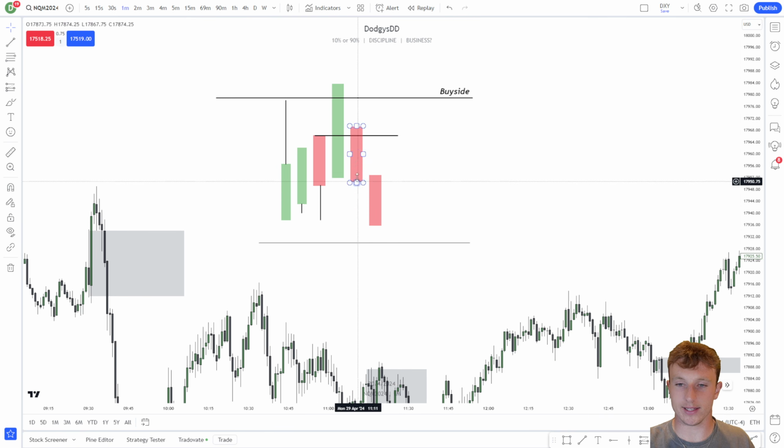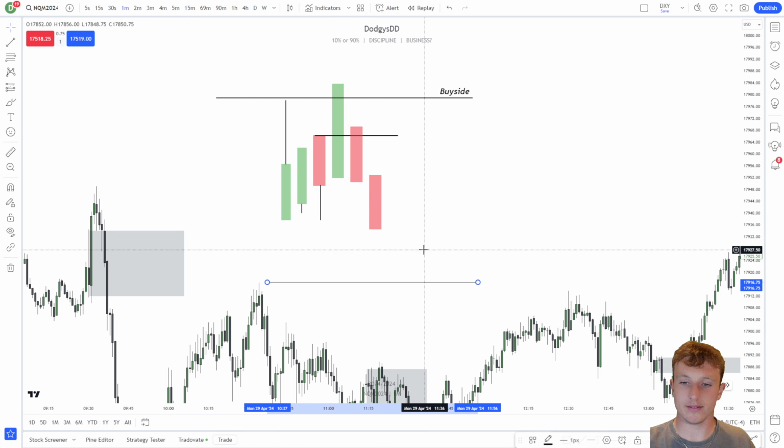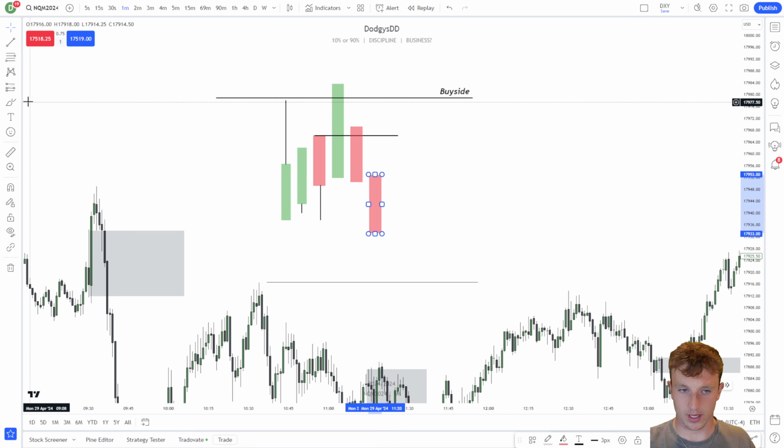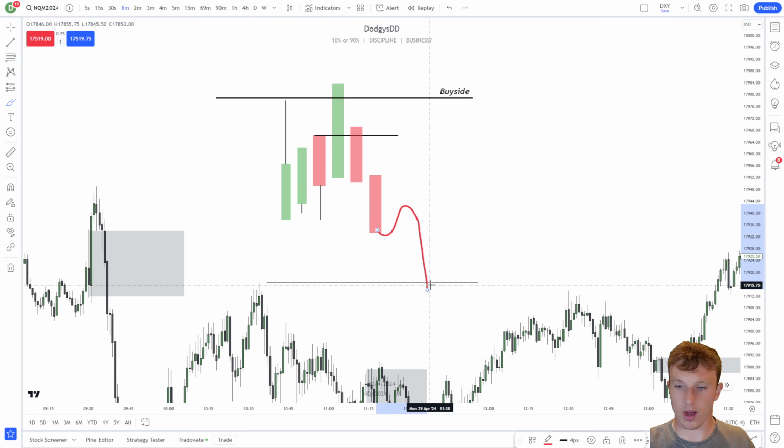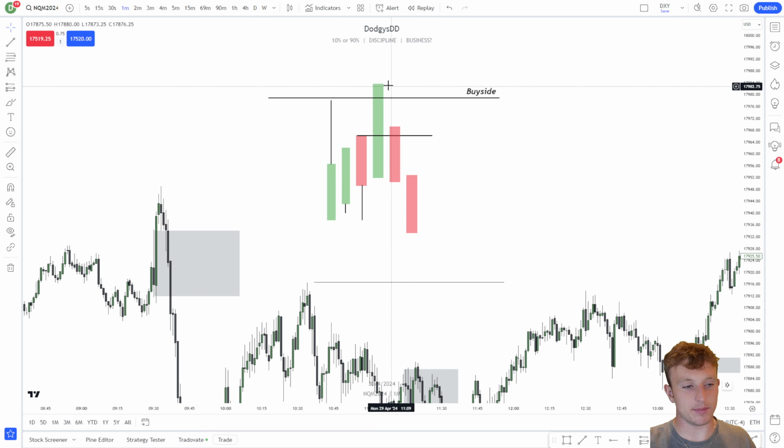But if we do violate that order block, this is to be expected. Maybe we have sell side down here. We already swept buy side, and you see us close below this, and this is to be expected. We want to go lower because it just makes sense, because we've already ran stop losses to the highs.